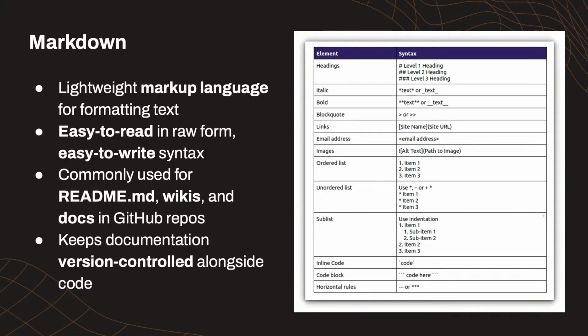So Markdown, generally on GitHub, lots of repos use Markdown for the documentation, and it's basically a lightweight markup language for formatting text. It's easy to read in the raw format, and it's easy to write syntax. And it's quite commonly used for the readme.md, which is the main readme file for setting up the project, as well as wikis and documentation in different GitHub repos. It basically keeps the documentation alongside the code, and it's also version controlled, so you can keep track of any changes.